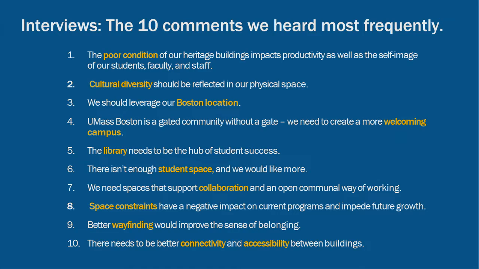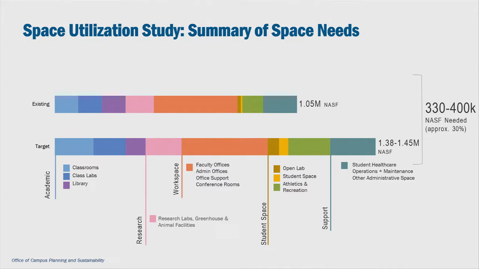We did a space utilization study. This is a study where we say this is what we do on campus, and this is the type of space that we need on campus and the amount of space we need on campus. Right now, our campus is at 1 million net assignable square feet. The survey and the study we did said that we need between 1,380,000 and 1,450,000 net assignable square feet. That additional space is space that we need for the population and the things we do on campus now.